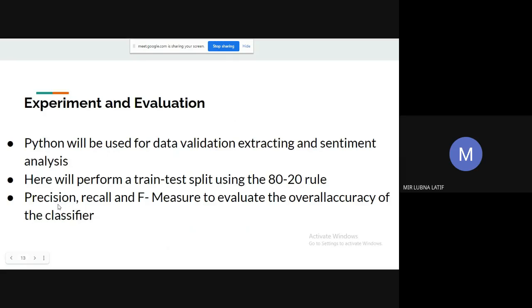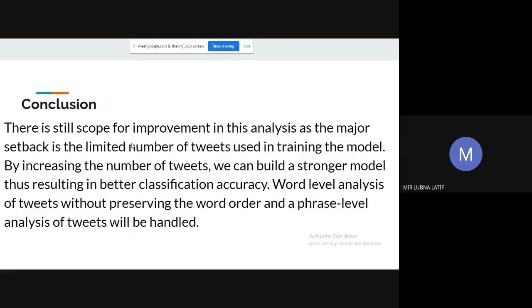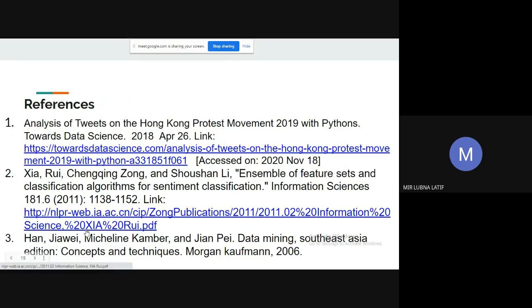Precision and recall measure the overall accuracy of the classifier. Conclusion: there is still scope for improvement of this analysis, with a major setback being the limited number of tweets used in the training model. By increasing the number of tweets, we can build a stronger model, resulting in better classification accuracy. Word level analysis of tweets without preserving word order, and phrase level analysis of tweets will be handled. Here are the references.